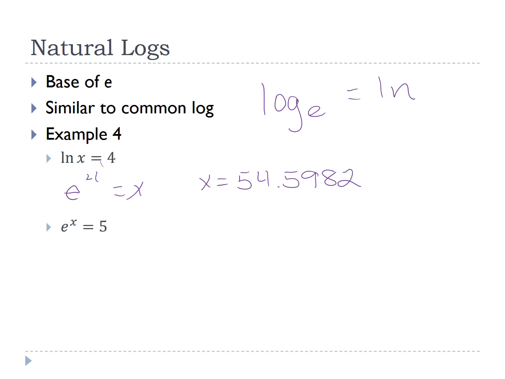This one, the unknown is on the exponent side, so we want to use an inverse. So we're going to do log base e of 5 is equal to x. Put that into your calculator, make sure you're using the ln button, and we find the answer to be 1.6094.